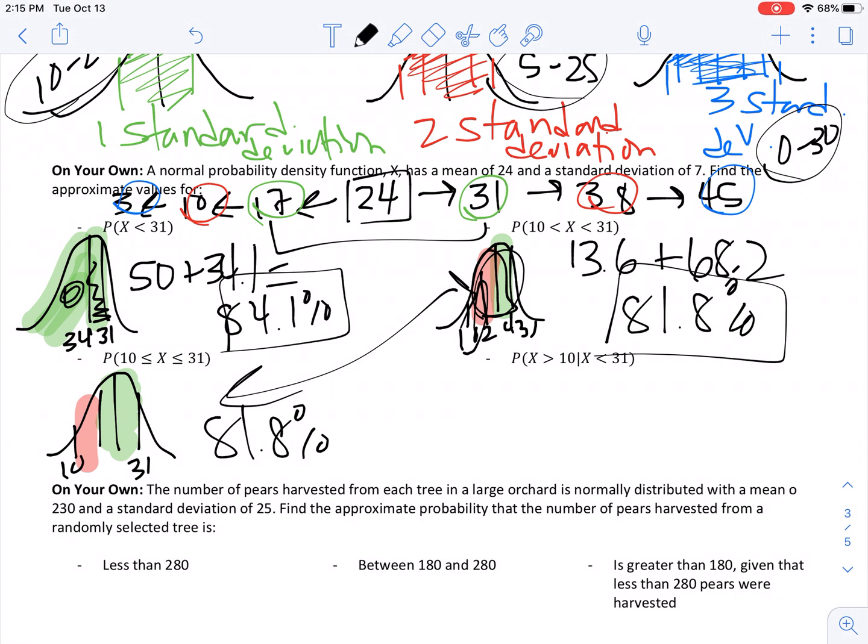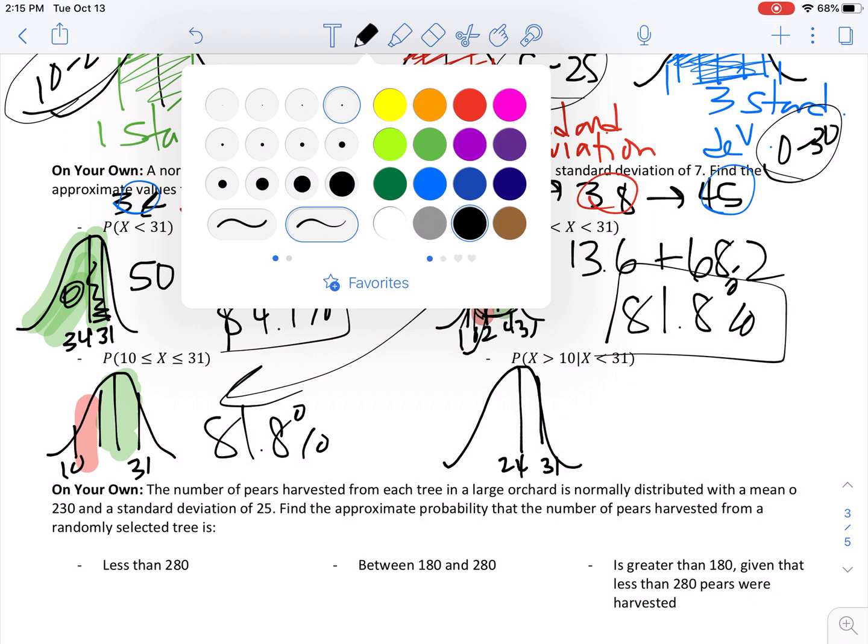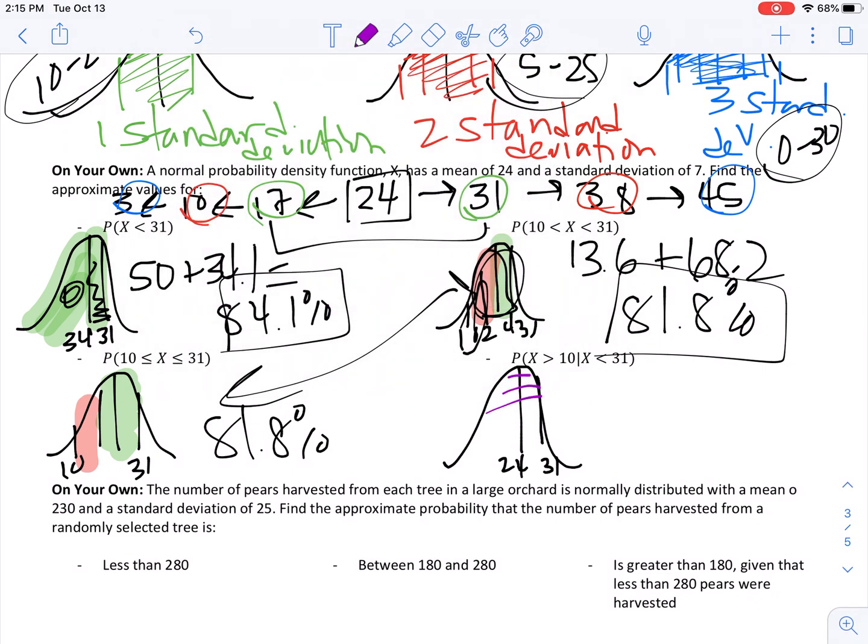Now we have the last one. We need the probability that x is greater than 10 given that x is less than or equal to 30. So this one, let's draw a picture because I feel like this is going to help us the most. This is still 24. I have to go out to 31. So now it says that it's given this. I'm going to try this way instead. So I know that all of this is there, so I don't have anything that's above 31. So this is my given.